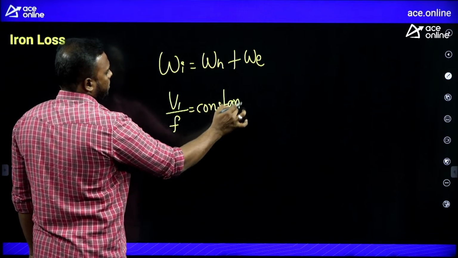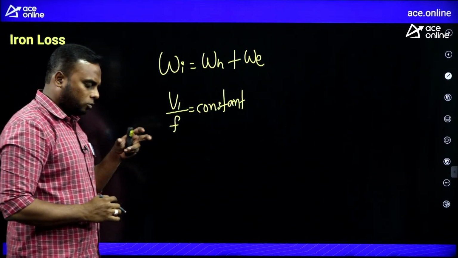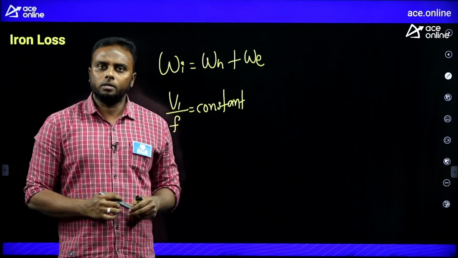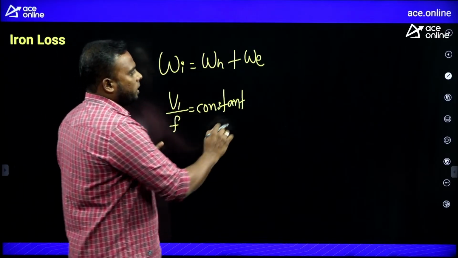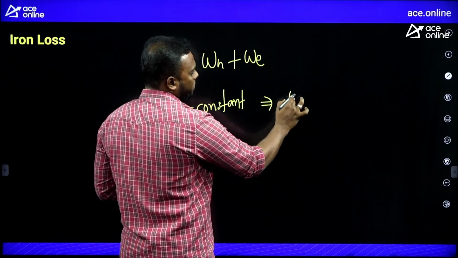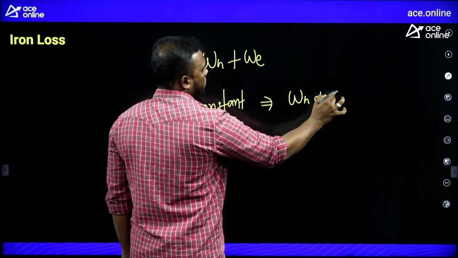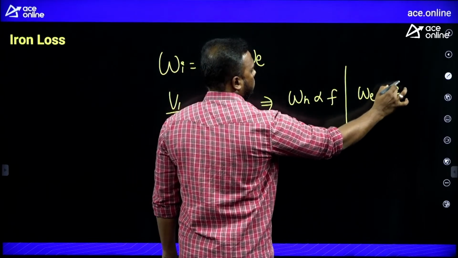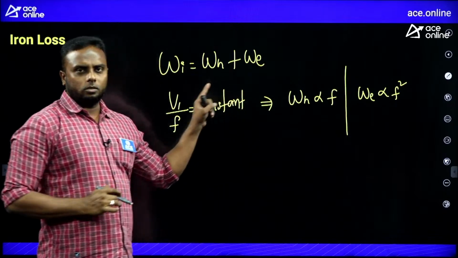The iron loss topic is important because so many times regular questions come in AE type of examinations at state level. So you should focus on these two cases. In the V1 by F constant case, hysteresis loss is proportional to frequency and eddy current loss is proportional to frequency square. Direct questions on these relations come.